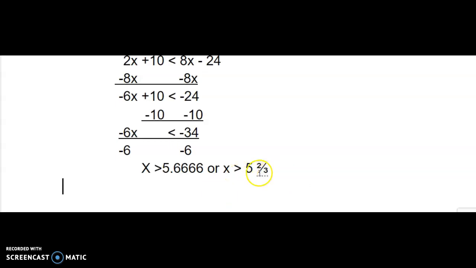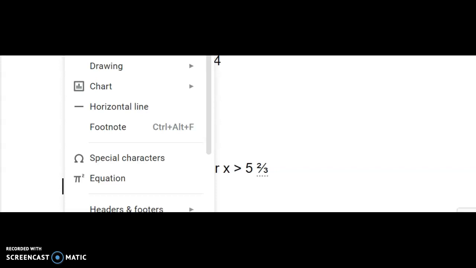I can change it to a fraction, or I can leave it as a decimal, because the instruction didn't tell me to answer in decimal or in fraction, so I can put either one. Okay, next I'm going to graph. Remember, my x is greater than 5.66 or just greater than 5 and 2/3. So graph, drawing, new.